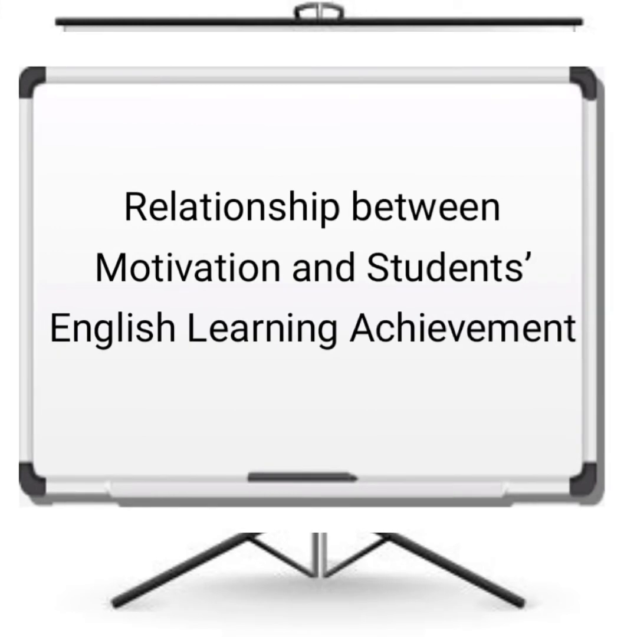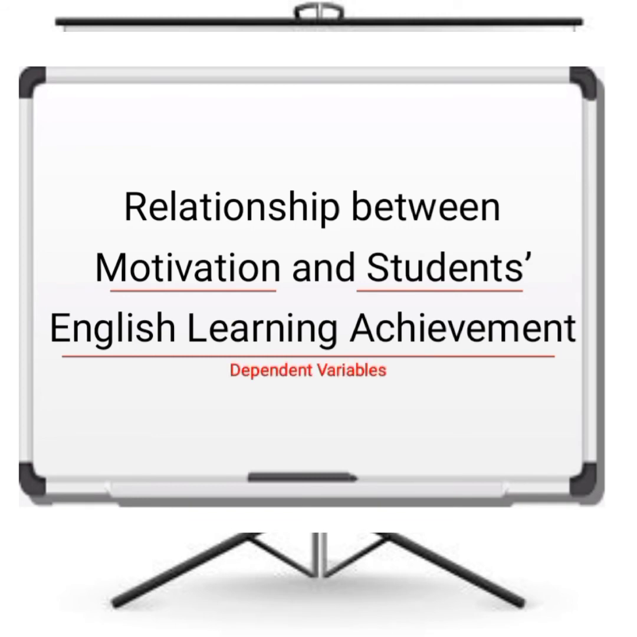Another example, relationship between motivation and students' English learning achievement. So, we have two variables here, the student's English learning achievement and the motivation. So, what do you think is the output here? So, the dependent variable is the student's English learning achievement depends the motivation that the students receive from their teachers. That is our independent variable, the motivation. So, the motivation is our independent variable and the dependent variable is the student's English learning achievements. Learning achievement depends on the motivation.